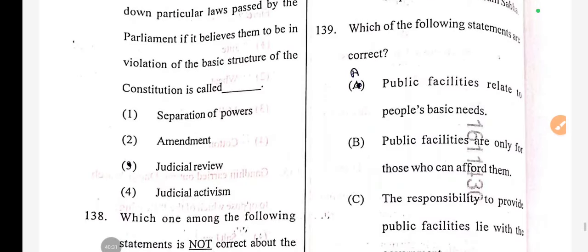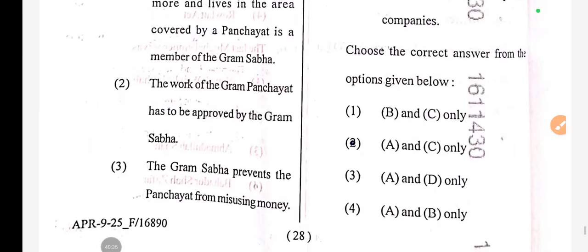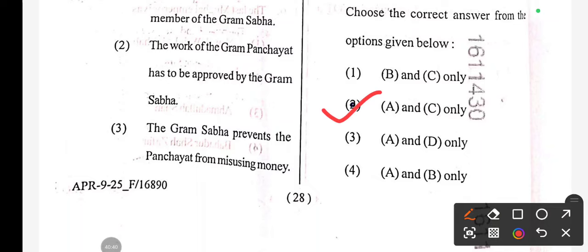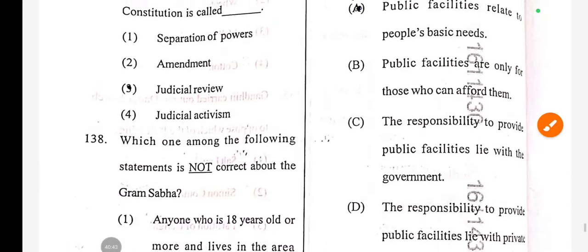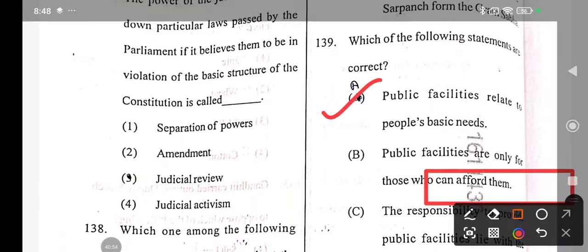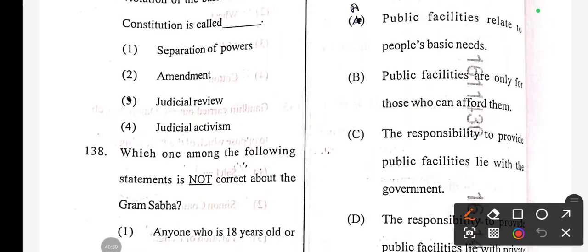139. Which of the following statements are correct? Option 2, A and C only. The correct statements are A, public facilities relate to people's basic needs. And the next correct statement, option C, the responsibility to provide public facilities lies with the government.